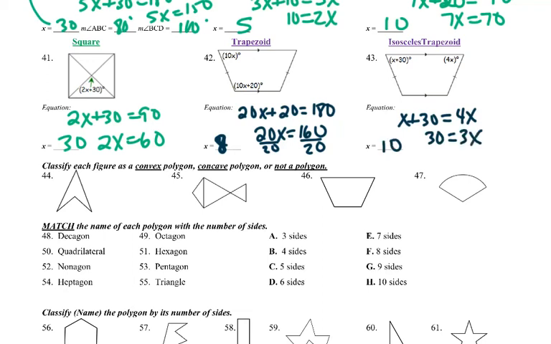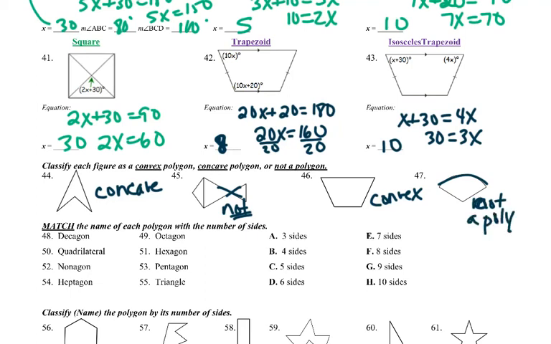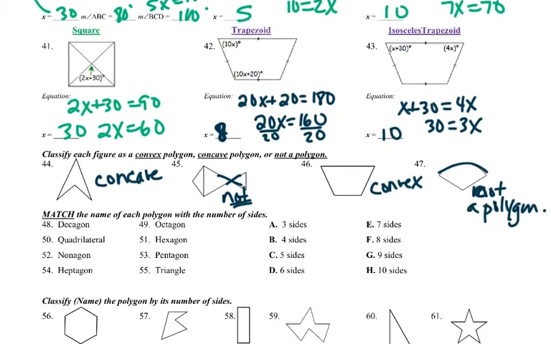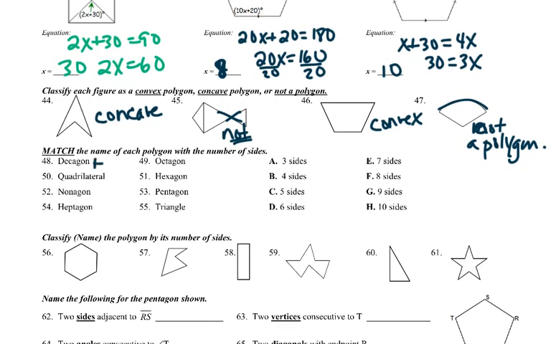Is it convex, concave, or whatever? This one's caved in, so it's concave. This one crosses over itself, so it's not even a polygon. This is kind of normal, so it's convex. And this is curved, which is not allowed, so it's not even a polygon. Not a polygon.